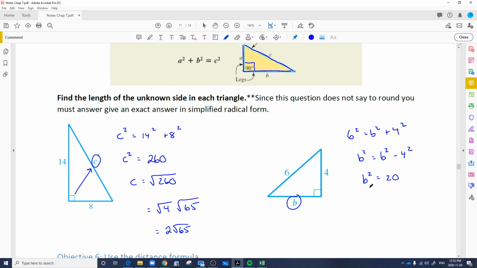Now to solve for b, I'm going to take the square root of 20, and again, I want to simplify this. So the highest perfect square that goes into 20 is 4, the other factor would be 5, and the square root of 4 is 2.